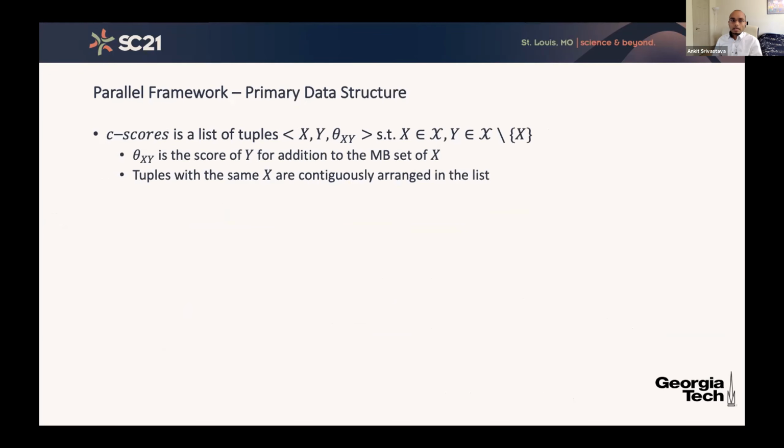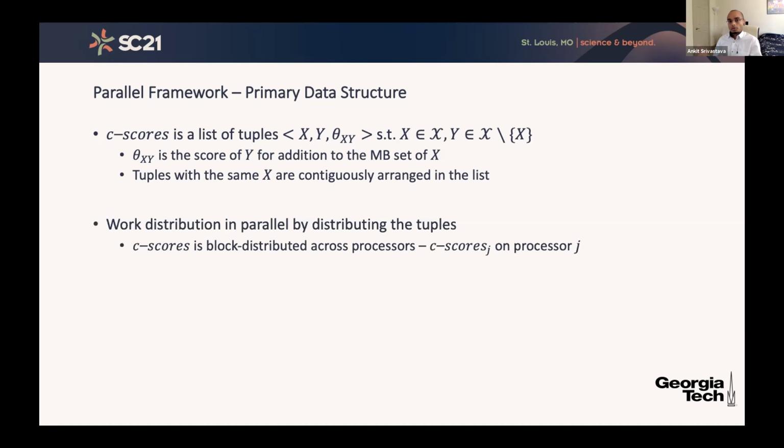We implement this idea using a primary data structure, which is a list of tuples where we have a target variable, a candidate variable, and the corresponding score for that addition to the Markov blanket. And we block distribute it across processors in parallel in order to do this in a distributed fashion.